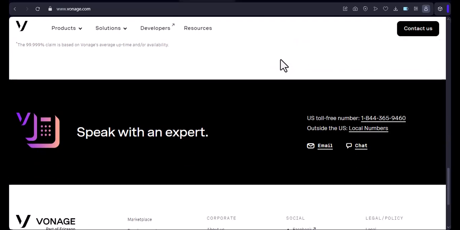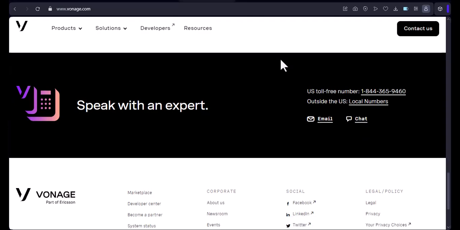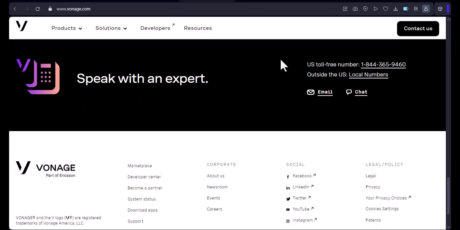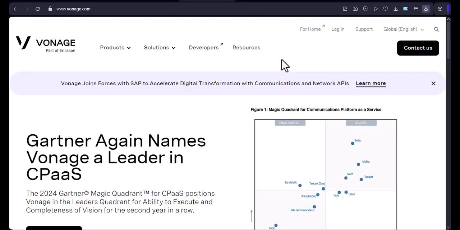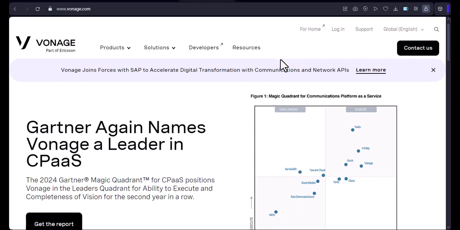Improved customer service. Caller ID can help you provide better customer service by allowing you to know who is calling and why they are calling. Enhanced security. Caller ID can help you identify and avoid potential scams.